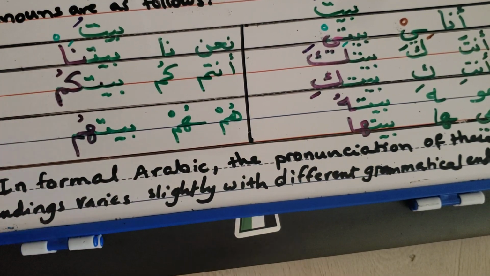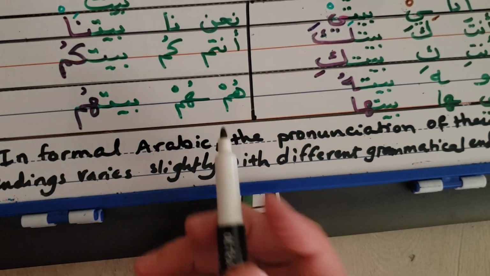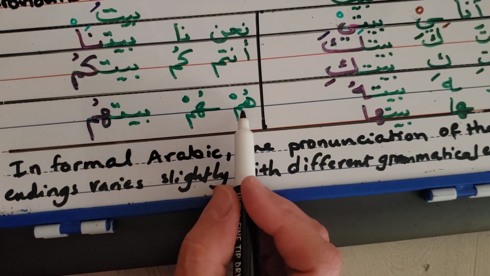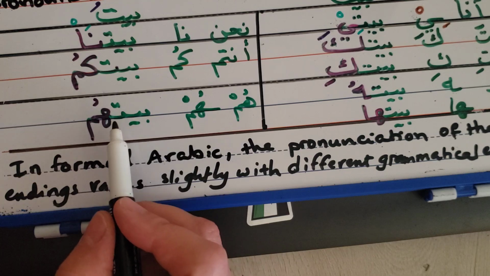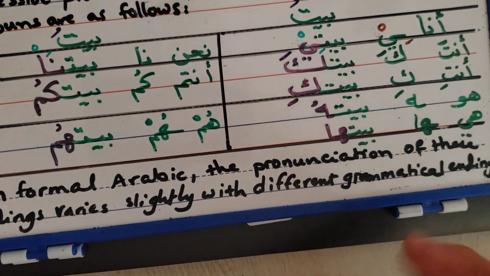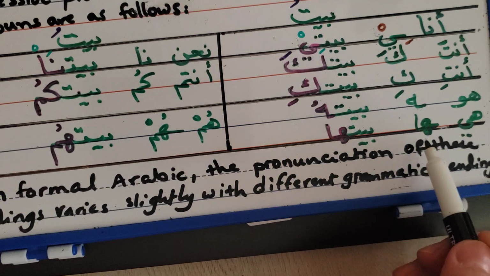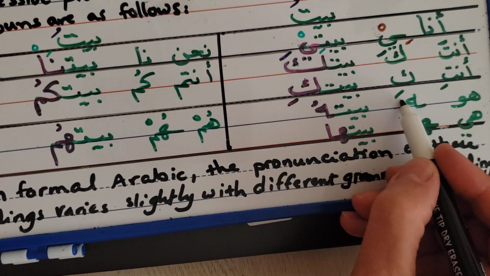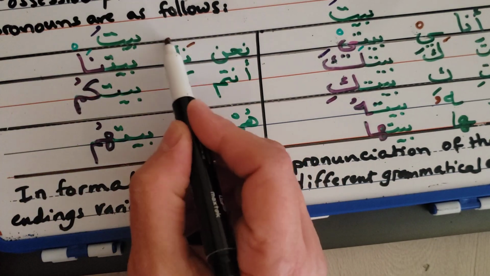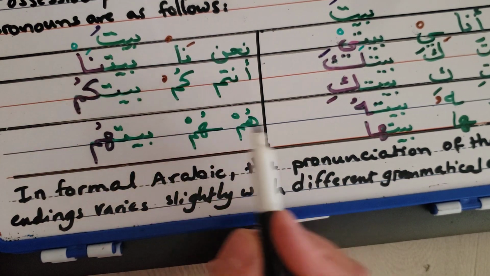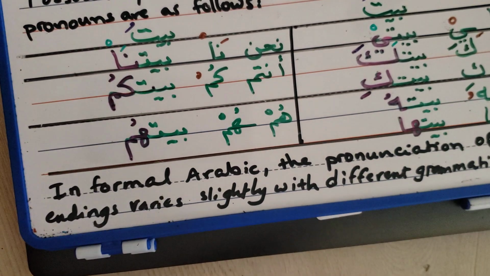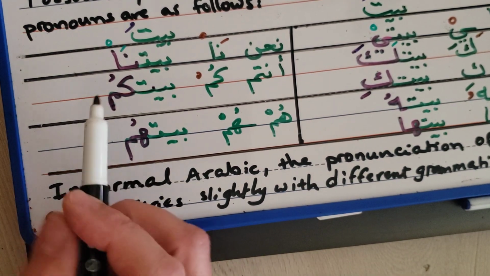suffix pronoun. Okay, then hum, you add, it's like a connected hum, not separate hum. And it's like بيتهم, it's their house. Okay, so we have ka, ki, hu, and ha, and then na, and then kum, and then hum. And also for the plural feminine, I don't know why they don't include them.